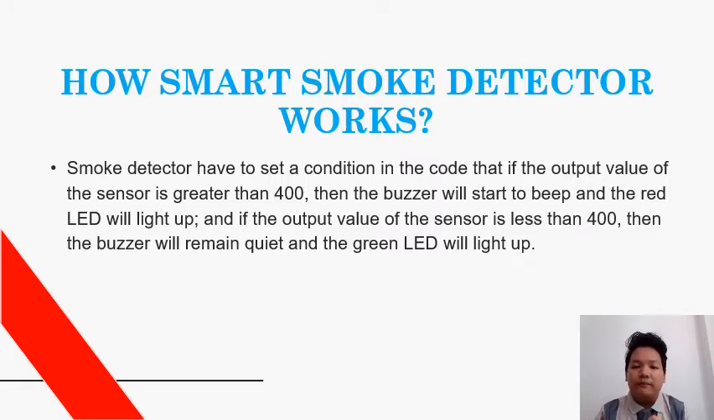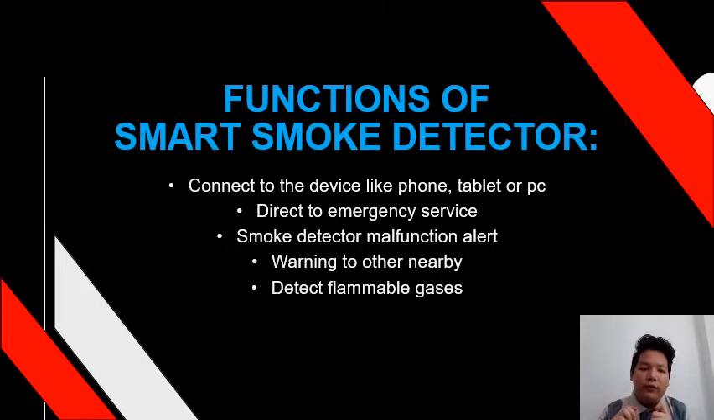will light up. The ESP used here will create a web page at an IP address and will send the data to this IP address and print the data here. After uploading the code, the IP address can be seen in the serial monitor. Okay, next we move on to the functions of the smoke detector.